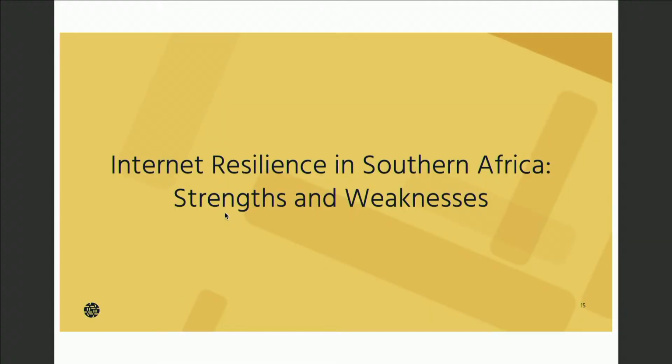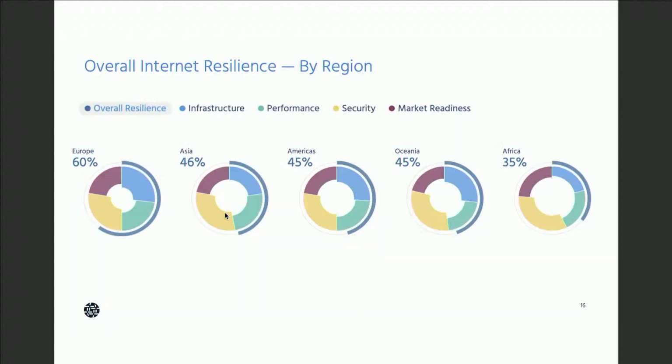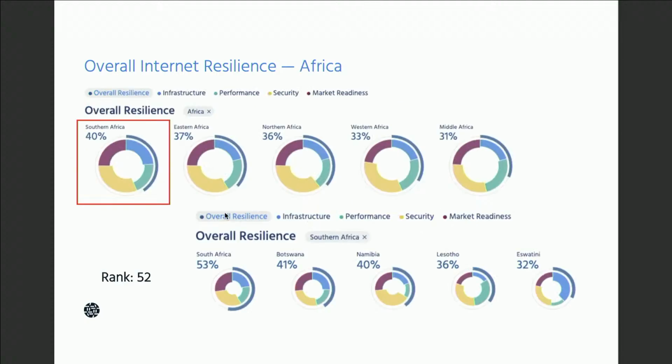So now, let's bring the conversation back to Southern Africa, and specifically also South Africa. Using the Internet Resilience Index, we rank regions. Unfortunately, Africa is lagging behind with 35% of internet resilience. And if we go into Africa, we also have sub-regions, and Southern Africa is doing the best. And within Southern Africa, South Africa is doing the best in front of Botswana, Namibia, Lesotho, and Eswatini. In general, South Africa is ranked 52 in the world.